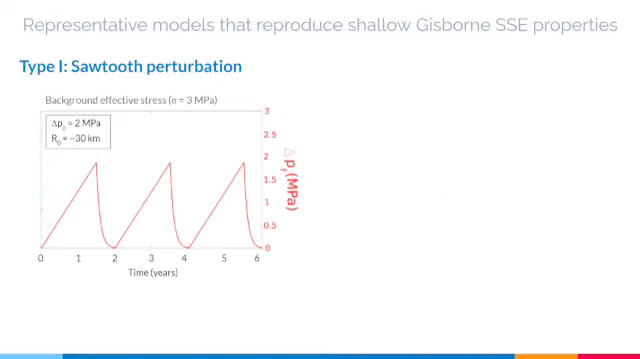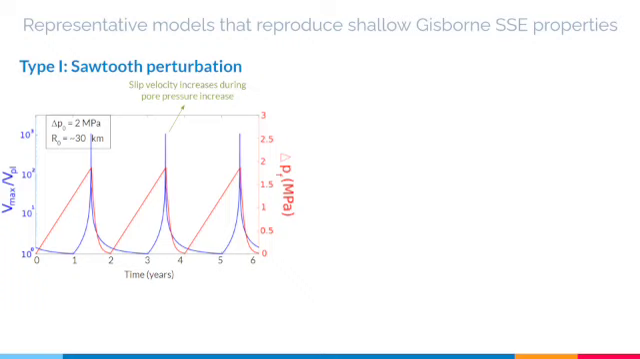So I'll start by defining the imposed perturbation. For the first type of perturbation, we assume a pore pressure change of 2 megapascals and a radius of the perturbation of 30 kilometers, which is approximately the length scale of SSEs along Hikurangi. We set the period of the perturbation to about 2 years because that's approximately the recurrence interval of shallow Gisborne SSEs.